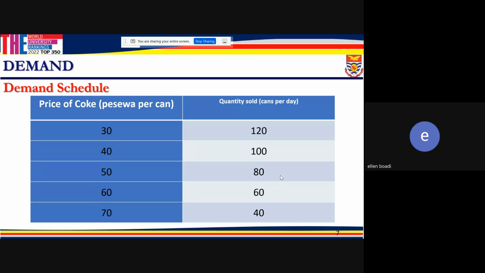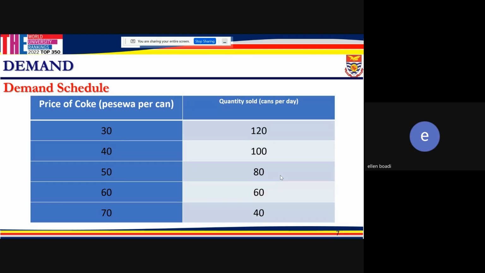Okay, so when the price was 30, the quantity was 120. When it was 40, the quantity was 100. So this confirms what we were discussing. When the price increased to 40, you realize the quantity reduced to 100. Okay, when the price increases to 50, quantity again reduces to 80.